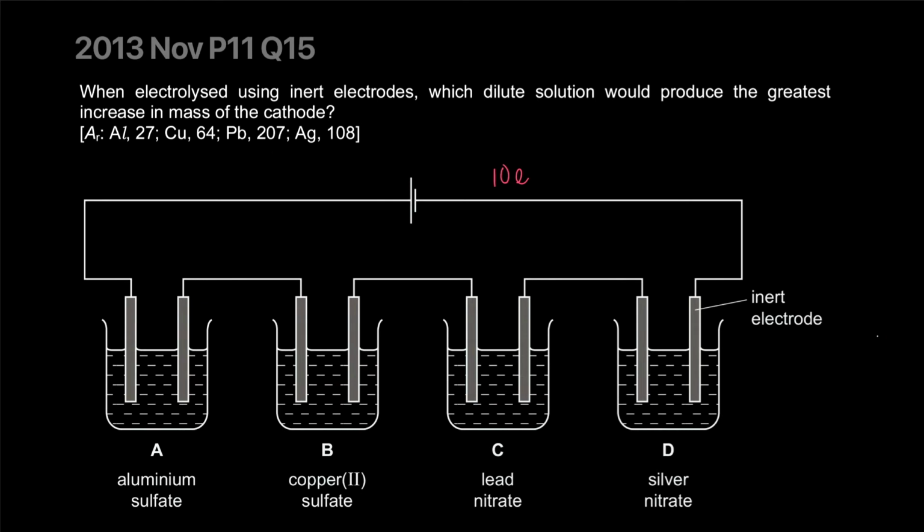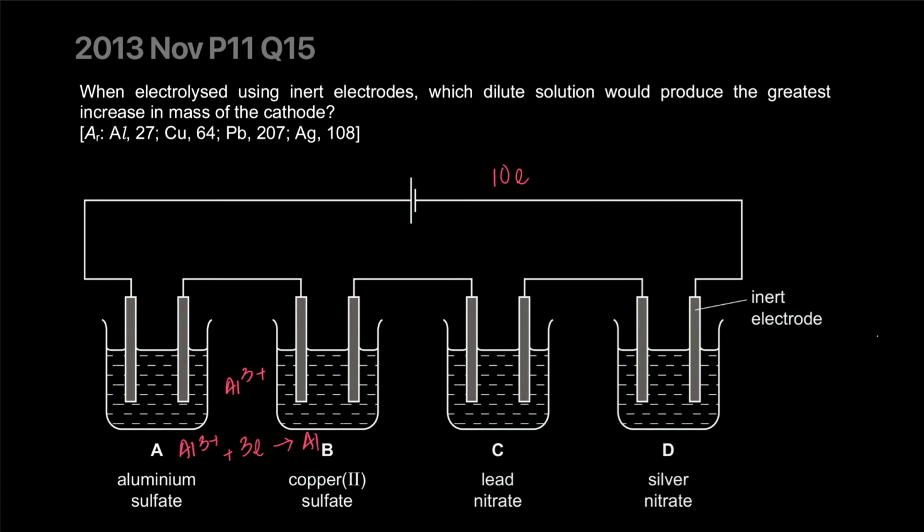You have aluminum being discharged here, so aluminum 3+. So what does this 3 plus mean? Aluminum 3 plus requires 3 electrons to discharge, to turn into aluminum. So if you had those 10 electrons, how many aluminum would you have being formed?